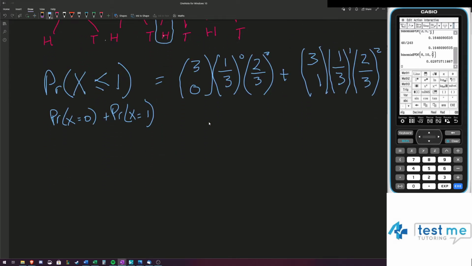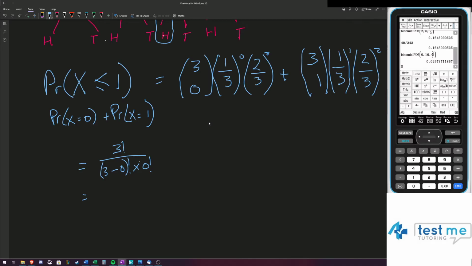So let's keep going. If we wanted to do this manually, I'm going to do this quickly manually. So 3 factorial over, factorial is another word for it, 3 factorial is 3 minus 0 factorial times 0 factorial.